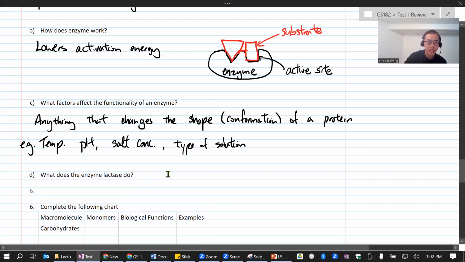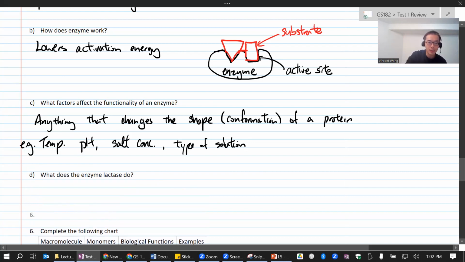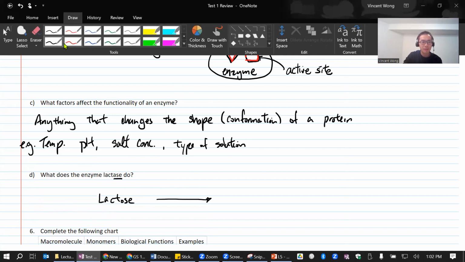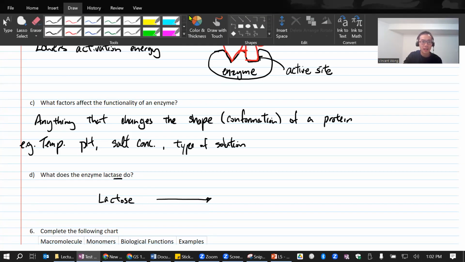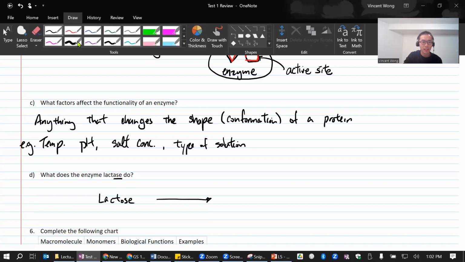What does the enzyme lactase do? Well, anything that ends with -ase is probably an enzyme. Not always, but most of the time. So lactase is going to take lactose. Does anybody remember what lactose is made up of? Lactose is a disaccharide. It's made up of two things. What are they?